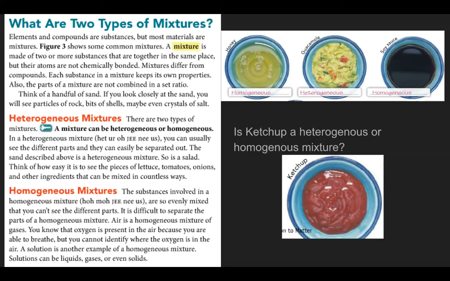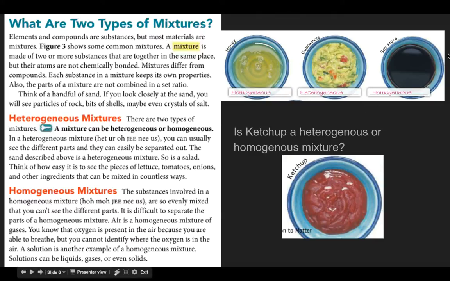In a homogeneous mixture, the substances are so evenly mixed that you can't see the different parts. It is difficult to separate the parts of a homogeneous mixture. Air is a homogeneous mixture of gases. You know that oxygen is present in the air because you are able to breathe, but you cannot identify where the oxygen is in the air. A salt solution is another example of a homogeneous mixture. Solutions can be liquid, gas, or even solid.